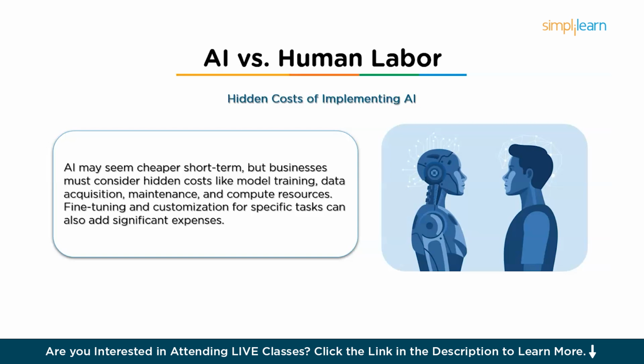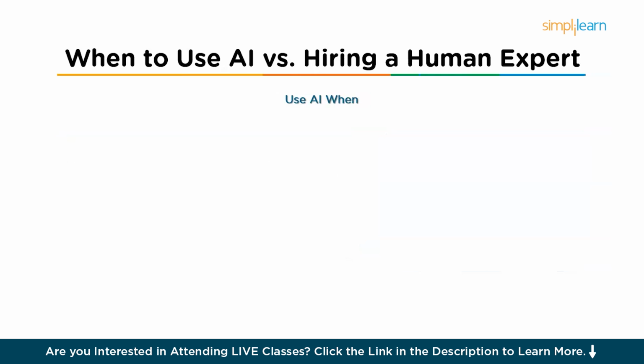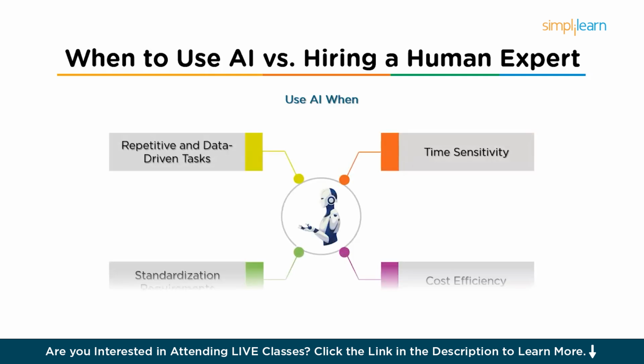So now let's see when to use AI versus when to hire a human expert. Choosing whether to use AI or hire a human expert depends on the task's complexity, the need for creativity, and the budget constraints. So here are some guidelines. First, let's see when to use AI. When the task is repetitive and data-driven, examples including automating customer service, generating basic marketing content, processing large data sets, and creating reports or summaries. Also, AI can process vast amounts of data in seconds, whereas human work may take much longer.